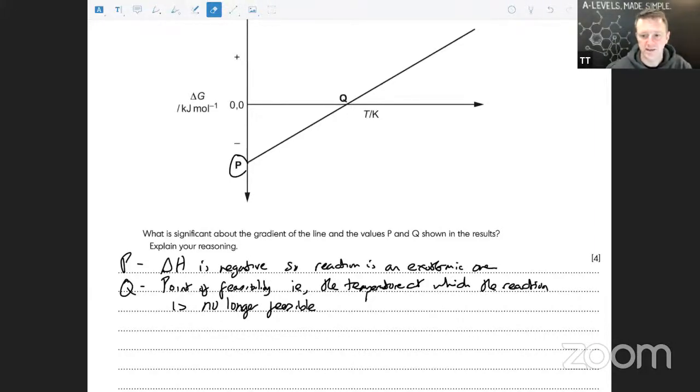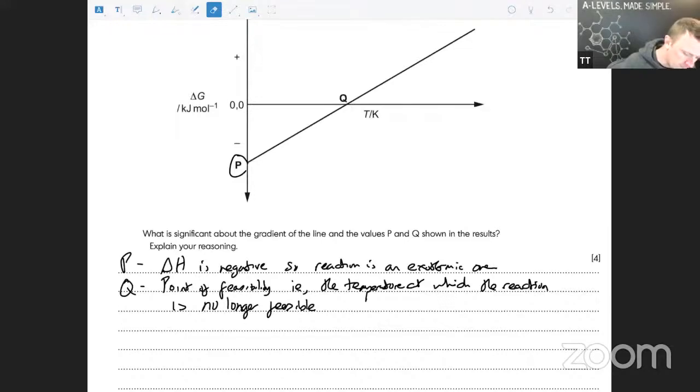If it was a negative correlation, yes, absolutely, Edith. So if it was a flipped question, going down the gradient from left to right, then you would write, it's the temperature at which it does become feasible. So that's really important.